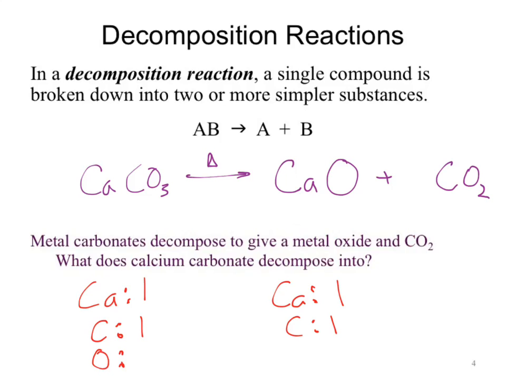Oxygen, 3. Oxygen, I only see 2. 1 from our calcium oxide and 2 from our CO2. The total is 3. We must add them together. Does our formula balance? Check it. Questions about that one?